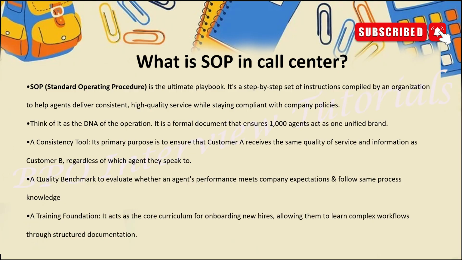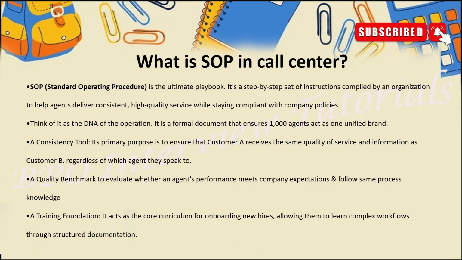Next, we can also say it's the DNA of the operations. It's a formal document to ensure that all the 100 plus agents act as one unified brand. Now, what next can we give in the definition? A consistency tool. Why is this a consistency tool? The primary purpose of this SOP is that we can deliver everything smoothly to the customer, right? If we know the process, the knowledge, the guide, even the SOPs, definitely we can deliver perfect information to the customer. So it's a consistency tool.